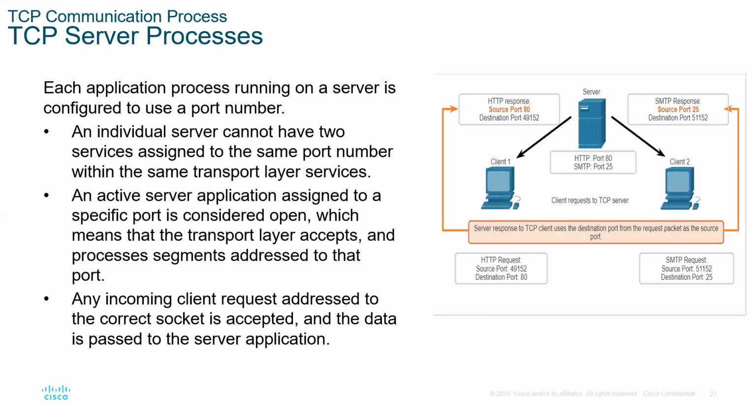Server process. Each application process running on a server is configured to use a port number. We've gone through that. An individual server cannot have two services assigned to the same port number within the same transport layer service. An active server application assigned to a specific port is considered open, which means that the transport layer accepts and processes segments addressed to that port. Any incoming client request addressed to the correct socket is accepted and the data is passed to the server application.